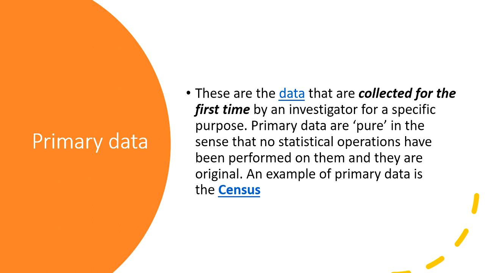The next type of data is called primary data. Primary data are data that are collected for the first time by any investigator for a specific purpose. Primary data are pure in the sense that no statistical operations have been performed on them and they are original. An example of primary data is the census of population. Basically, the data which we are collecting for the first time by surveyors, by interviews, that type of data is called primary data. The first hand data, which you are collecting by your own self, is called primary data.